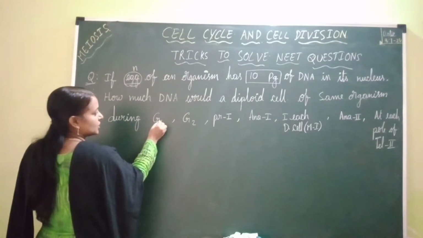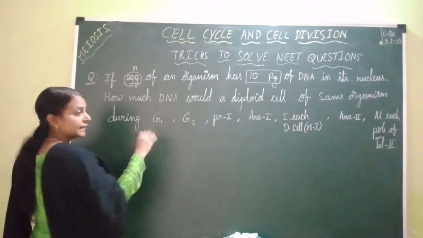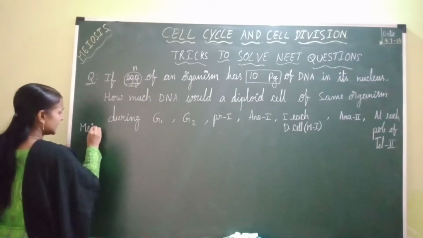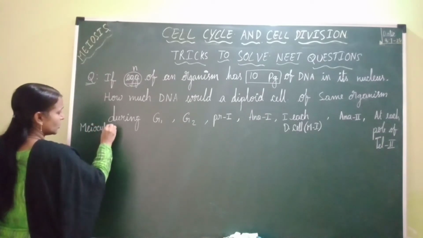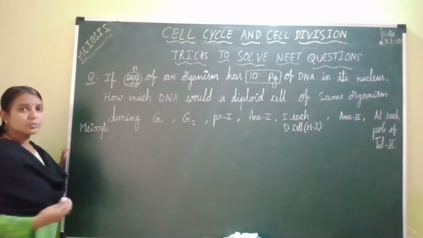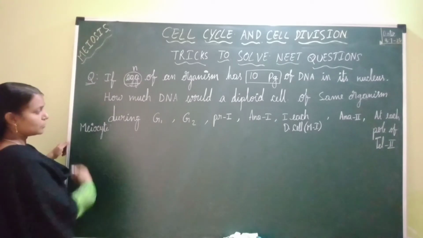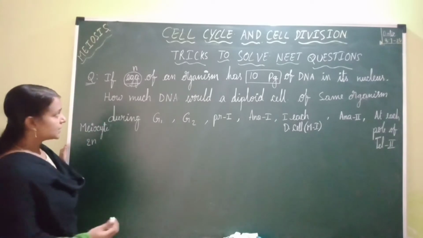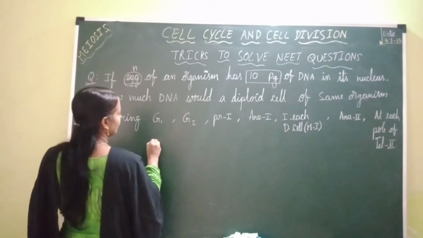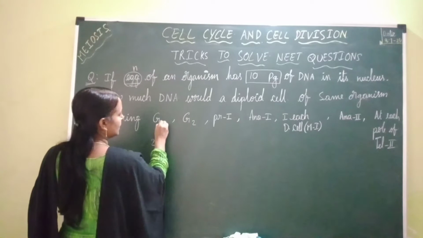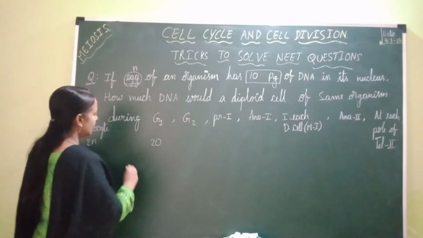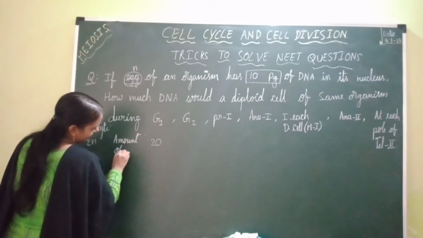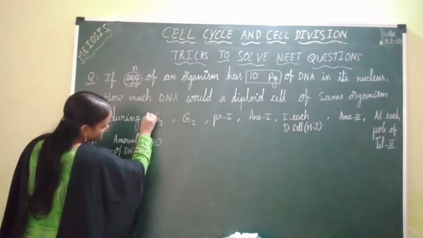Now this is the G1 phase. The meiocyte enters into G1 phase. The meiocyte is diploid. The cell that undergoes meiosis is called a meiocyte, and the cell that undergoes mitosis is called a mitocyte. So when this meiocyte is diploid, what will be the amount of DNA when it enters into G1? 20 pg. The amount of DNA will be 20 pg.